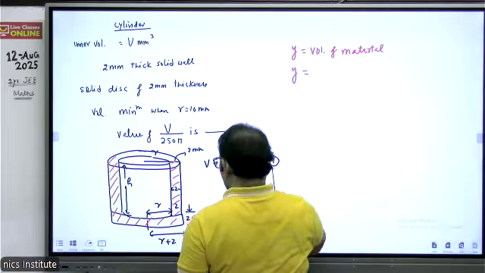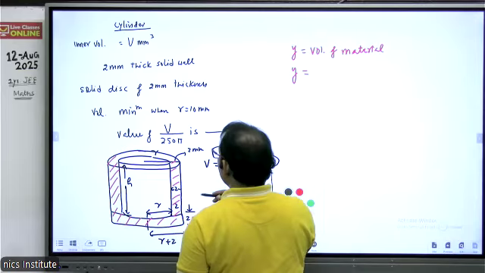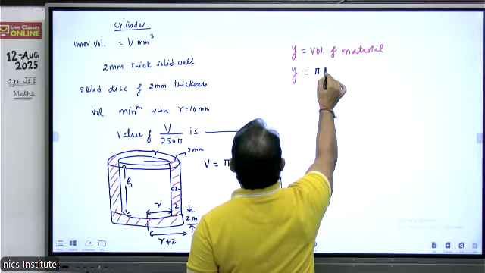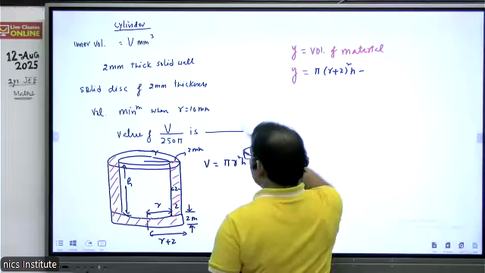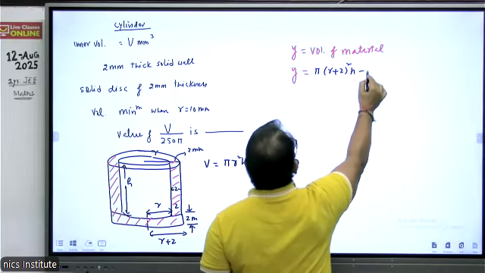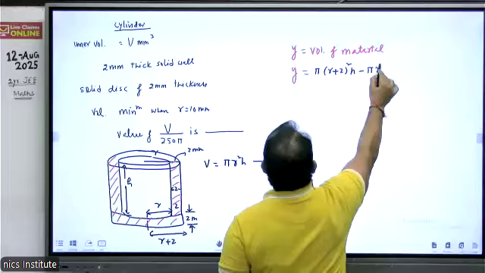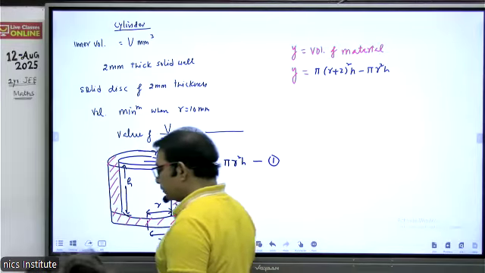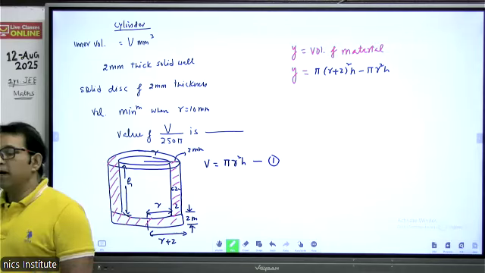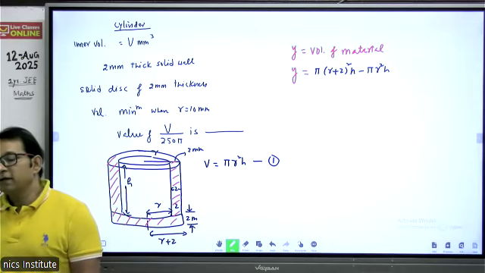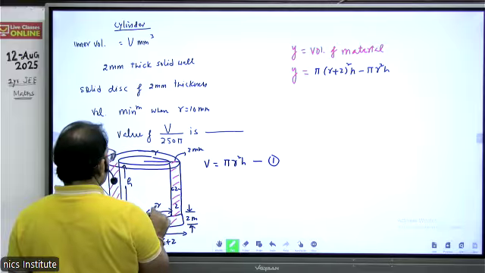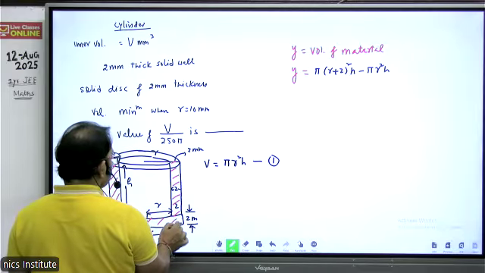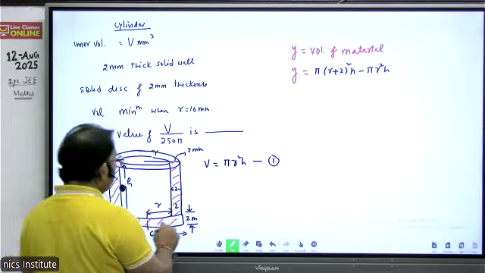So how do you find the volume? You find the outer volume of cylinder, which is pi r plus 2 whole square h. This is the outer volume of the cylinder. Minus inner volume of the cylinder, pi r square h. Do you agree with this? Outer cylinder minus inner cylinder will give me the thickness. This is only for cylinder, because height is h and inner radius r, outer radius r plus 2. Plus the volume of the disk.